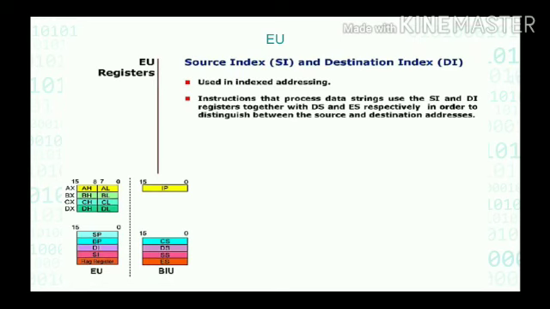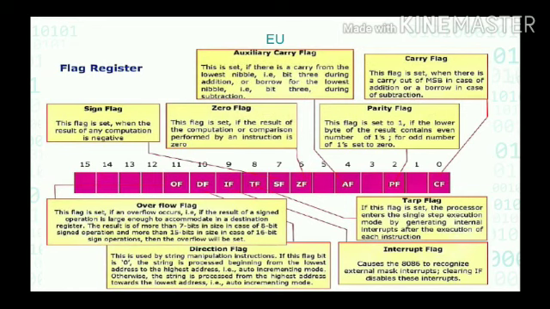Flag registers. It has 9 flags that help change or recognize the state of the microprocessor. It has 6 status flags. Number 1. Carry flag. This flag is set when there is a carry out of MSB in case of addition or a borrow in the case of subtraction. Number 2. Parity flag. This flag is set to 1 if the lower byte of the result contains an even number of ones, and for an odd number of ones it is set to 0.